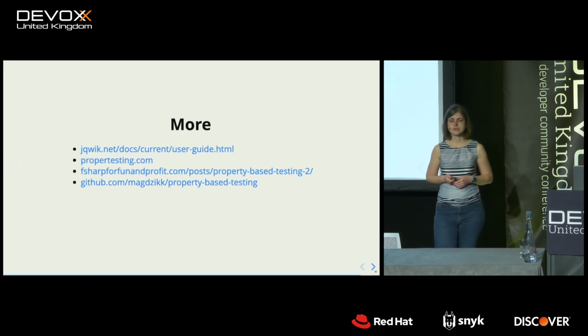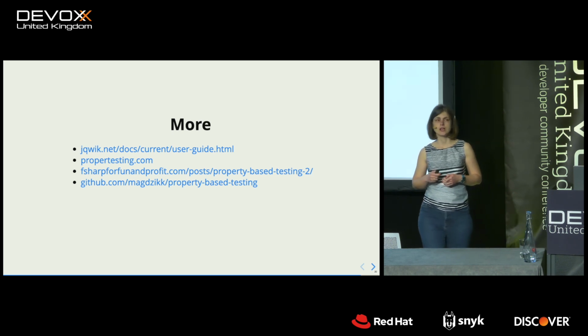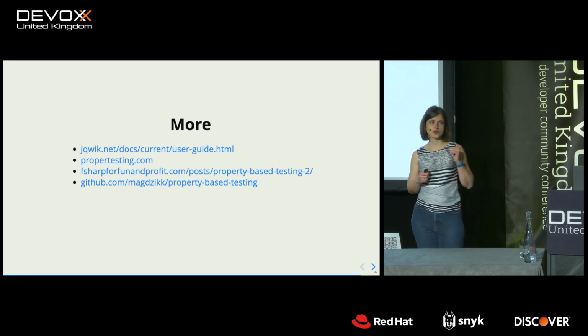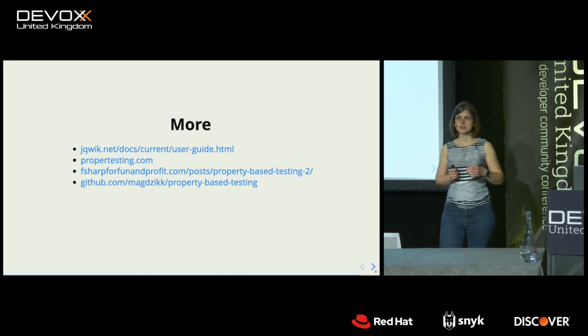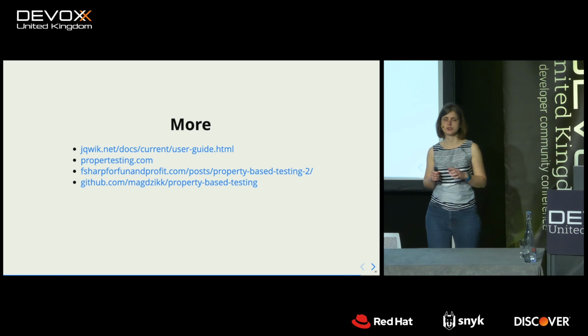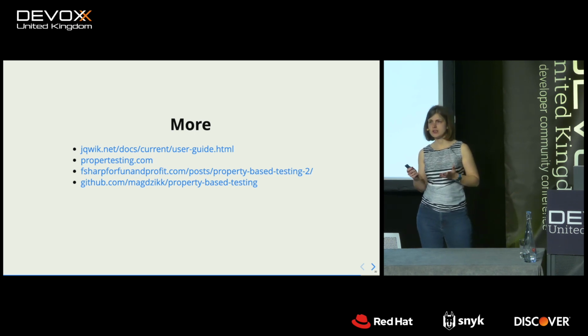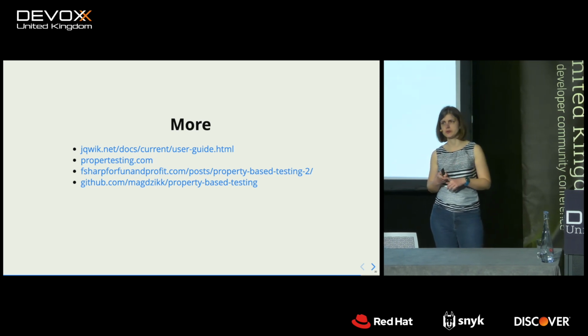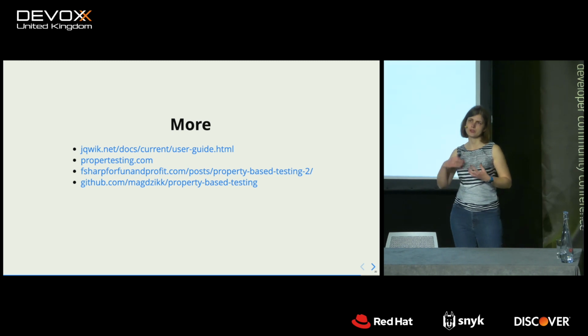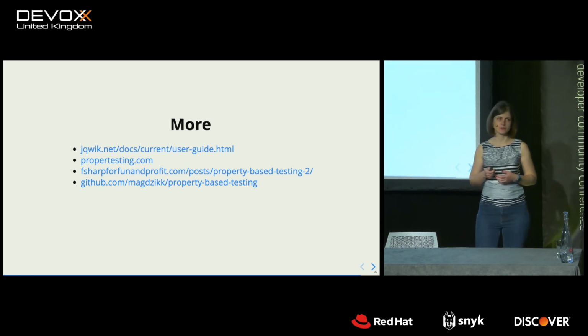If you'd like to know more, there's a couple of great resources. The jQuick documentation itself has a lot of other features that I couldn't cover here, and it also suggests some ways of coming up with properties as well. The second link is actually a book, but you can view an older version online. It's in Erlang, but it doesn't matter because the concepts are the same. So it's a highly recommended read for coming up with properties, for understanding how to think differently about your code to come up with them.